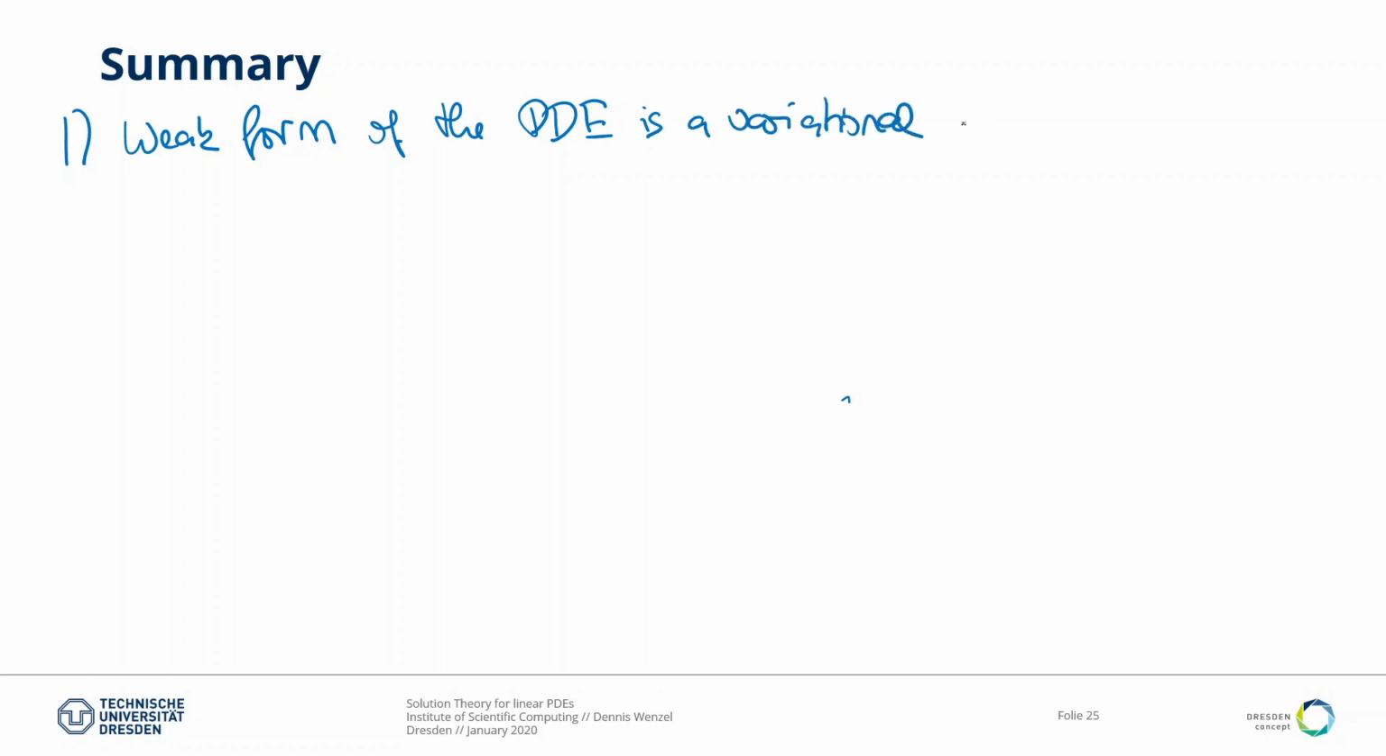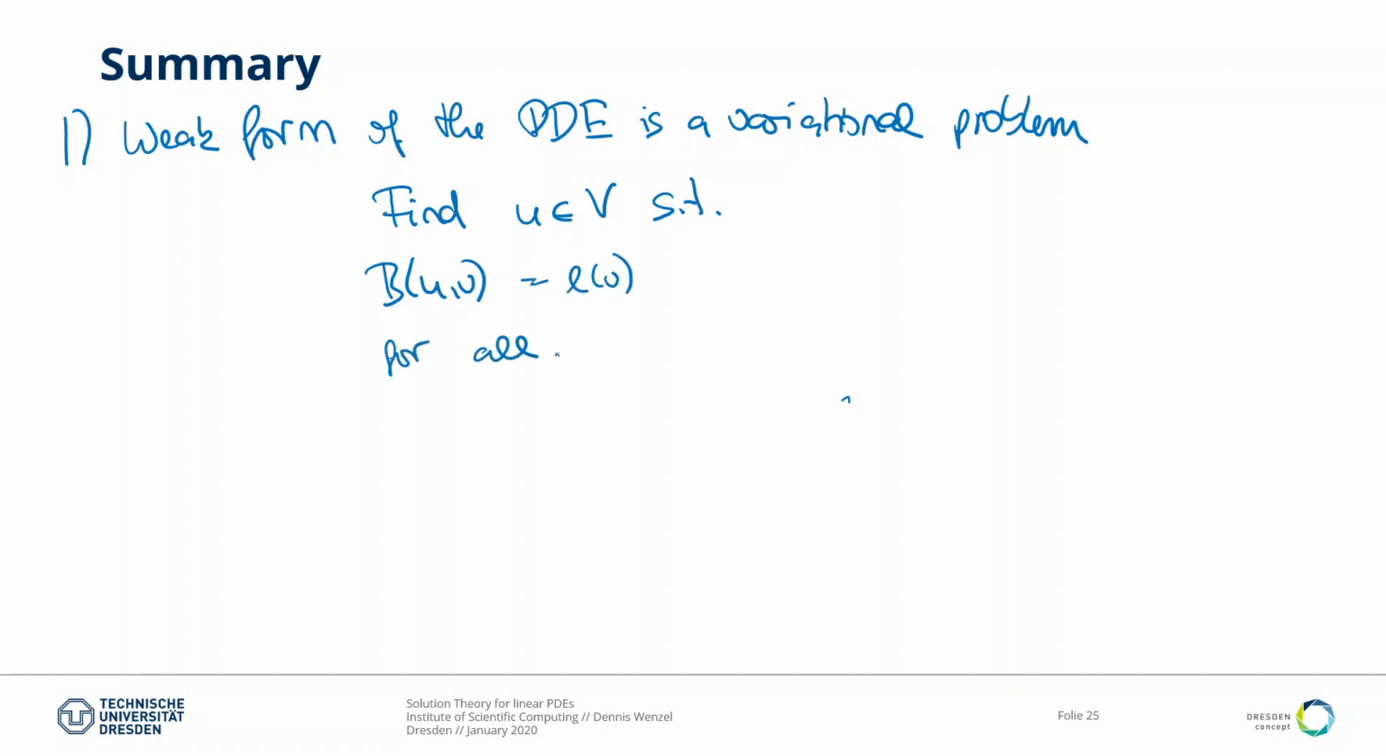And the form is the right one that we need for Lax-Milgram's lemma. So it is a variational problem: find u in the space V such that B of u and v equals L of v for all v in V. Okay. Then, number two, if it is possible to show that B is bounded, B is coercive, and L is also bounded, then Lax-Milgram's lemma gives us a unique solution.